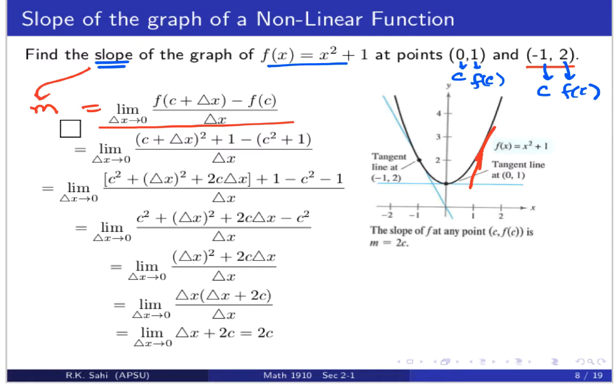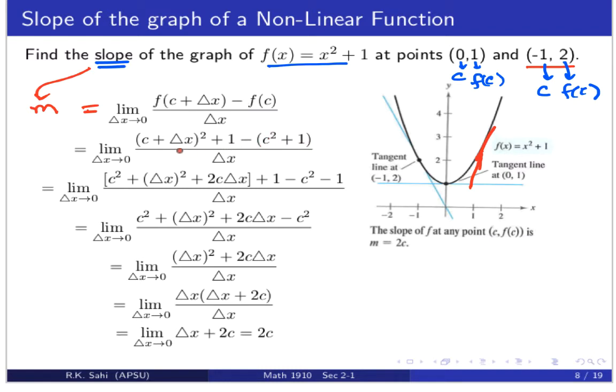Now what are we going to do? We are just going to work on the rational function next to the limit, and focus on the numerator part. The first thing is we're looking at f of c plus delta x. That means evaluate the function at c plus delta x. What's the function? x squared plus 1. So just replace your x by c plus delta x, and then you have c plus delta x, the whole square, plus 1, minus f of c, which is c squared plus 1.